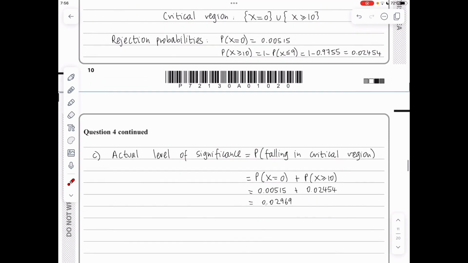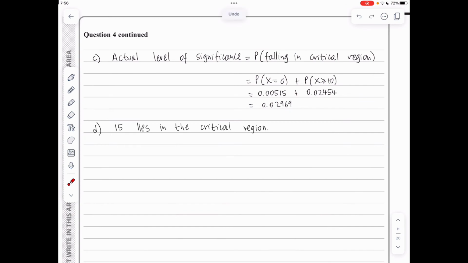Well, first of all, notice that 15 lies in the critical region. Remember, the critical region was 0 or anything greater than or equal to 10. So we have seen a value that lies in the critical region. This means that we have a significant result. We reject the H0.